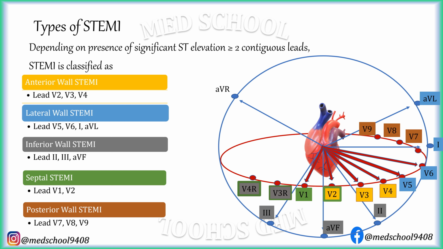Leads which overlie exactly opposite to the posterior wall, which are lead V1, V2 and V3, show reciprocal or mirror image changes of ST elevation, that is ST depression. Posterior wall STEMI commonly occurs along with inferior wall STEMI, where it is called postero-inferior STEMI. Similarly, there can be combinations like anterolateral STEMI, antero-inferior STEMI, inferolateral STEMI, etc.